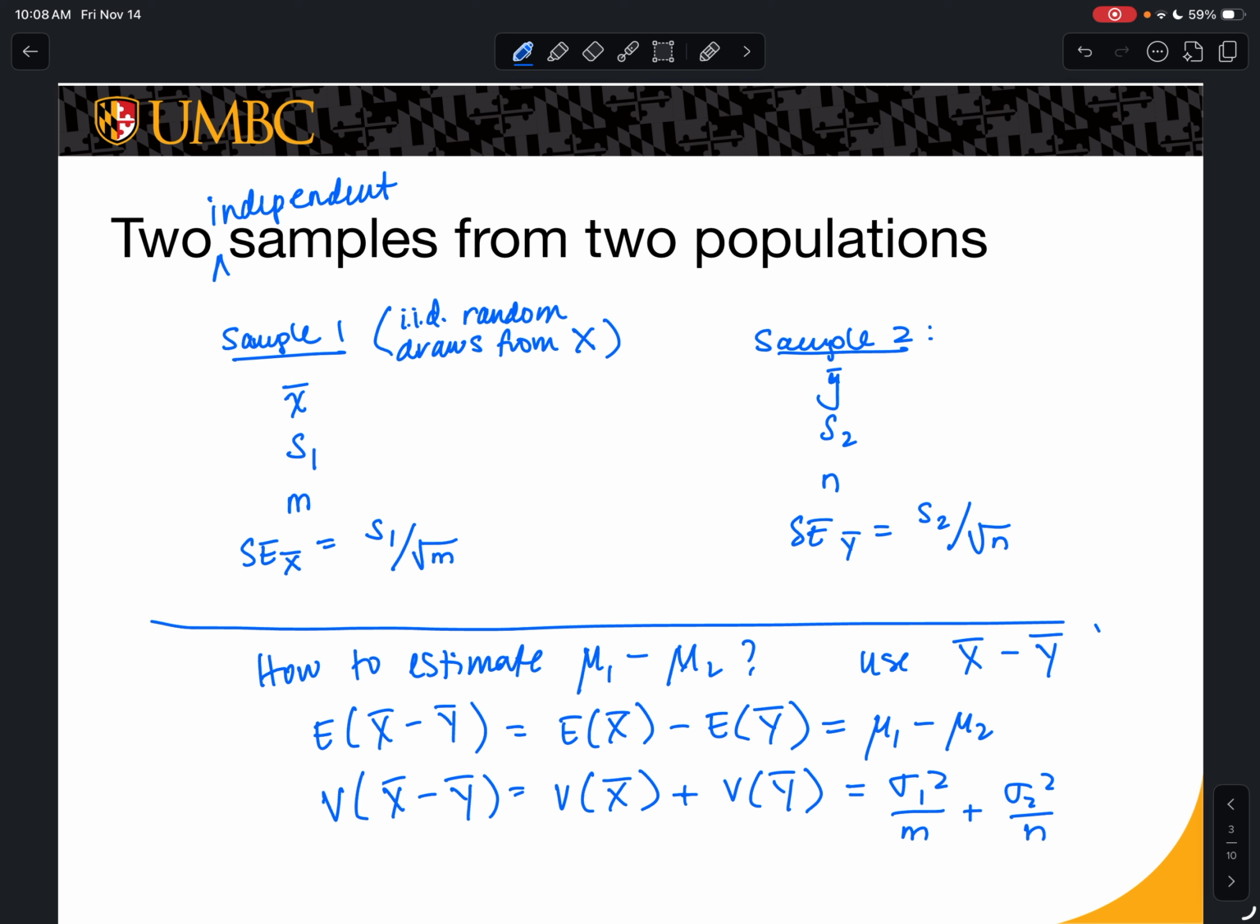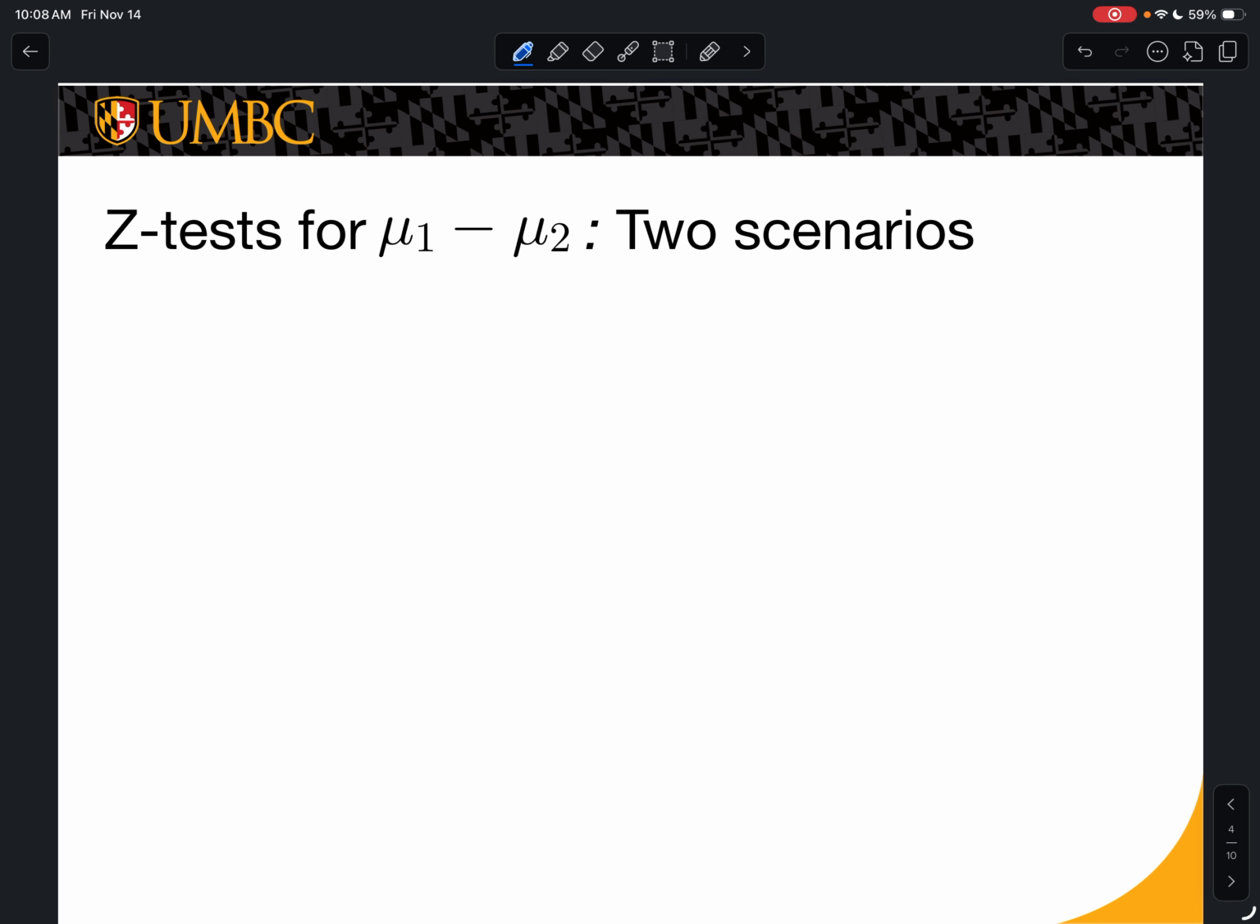And so, based on that, we can start to formulate a test statistic, because we know how x bar minus y bar should behave, based on what we know its mean and variance are. So I'm going to start, it says 2 scenarios here. We're used to thinking about 3 cases. I'm just thinking about the first 2 cases here. So the 2 cases that I'm thinking about are case 1 and case 2.